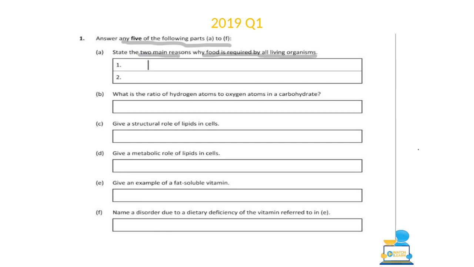The first purpose is energy. We need food for energy. Without energy, we will not survive, because energy is required for all bodily processes. And the second reason why we need food is for growth and repair. And growth and repair is constantly happening within our body to replace and repair existing cells, but also to produce new cells.